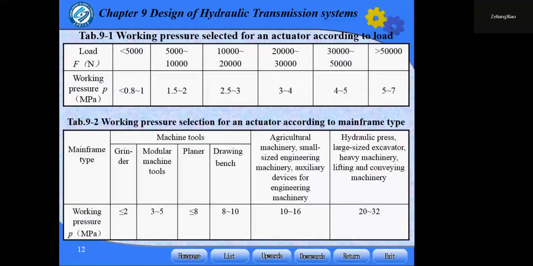Table 2 is the working pressure selection for the actuator according to the machine type, such as machine tools, grinder, broaching machine, modular machine tools, and drawing bench. For deep machines, the working pressure is actually in a different range.